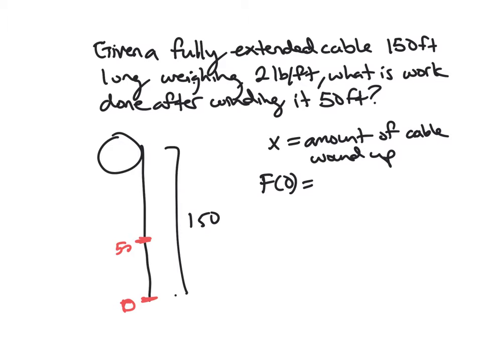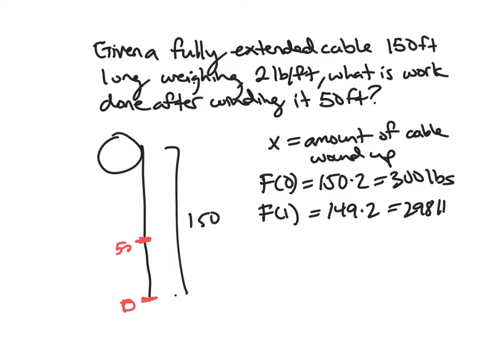So, for instance, what is the force at 0 when we haven't wound it up at all? Well, then it's just 150 times 2. It's 300 pounds. Right, and then if we lift it up a foot, well, then it's 149 times 2. Now it's only 149 feet in length, 2 pounds per foot. So we've got 298 pounds. And then at the last moment that we care about, when we have wound it up 50 feet, we're going to have 100 times 2, or 200 pounds of force. So we see that it's clearly not linear. The more we lift it up, the less force that we're applying.